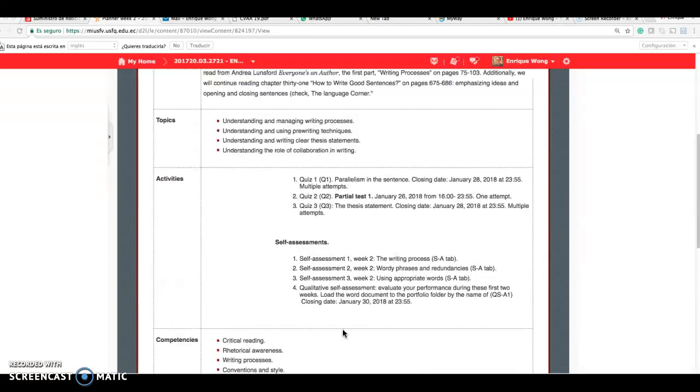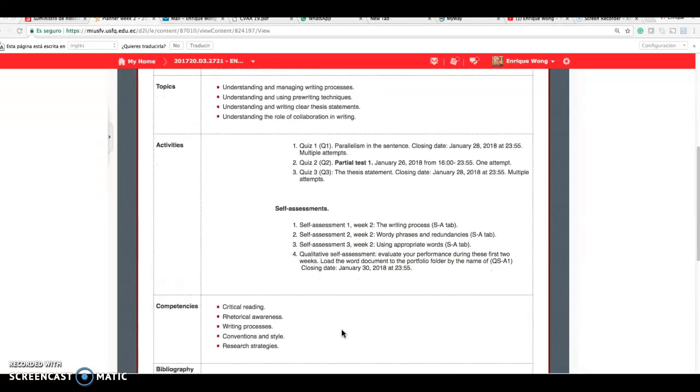So in the second week also you have the self-assessments 1, 2, and 3, the writing process, word phrases and redundancies, and using appropriate words. And then you have to submit the first qualitative self-assessment, something that I explained already in the first week.